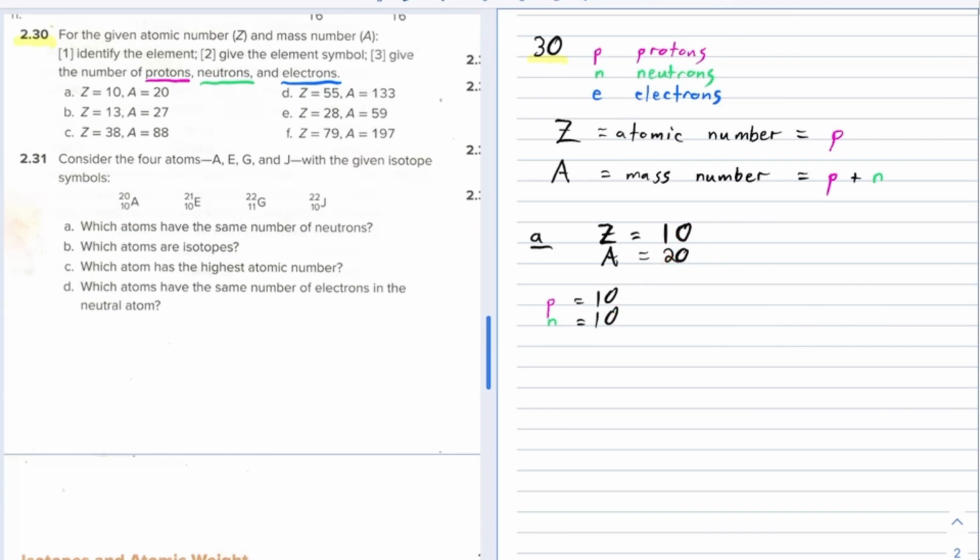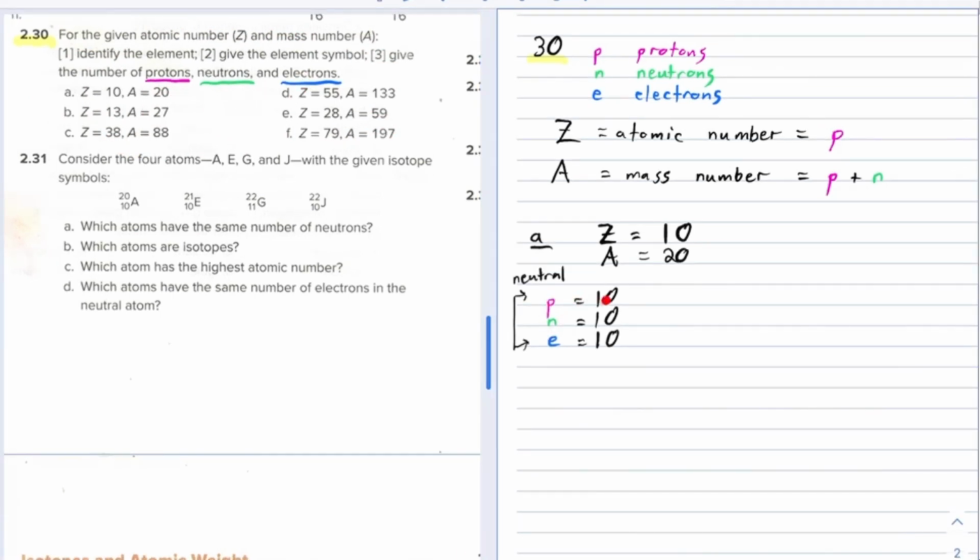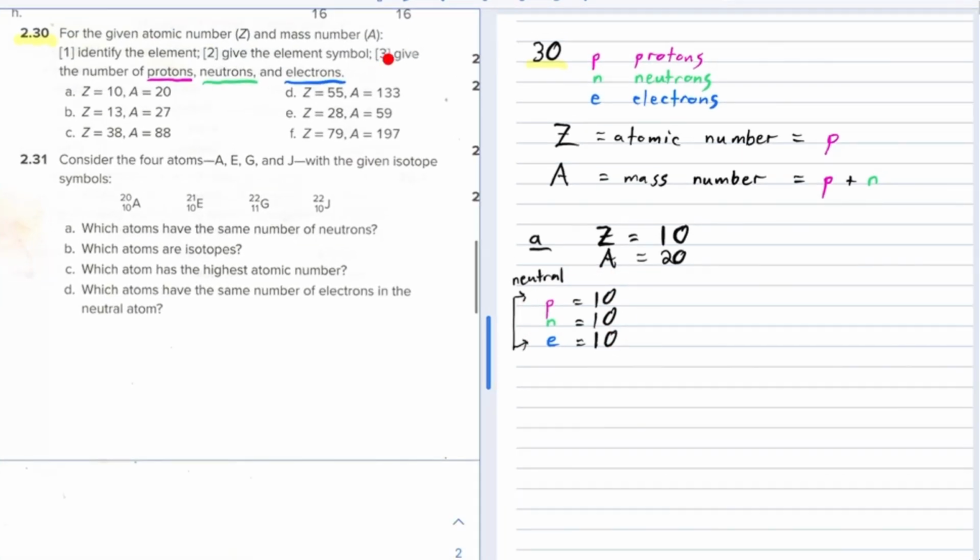And then finally, the number of electrons is always the same as the number of protons when it's a balanced atom. So when the atom is what we call neutral, and it's always neutral unless told otherwise. You're not told that the atom's not neutral. This is not an ion that we're talking about. So the protons equal the electrons. So 10, 10, 10, pretty simple for this case. So we answered the third part.